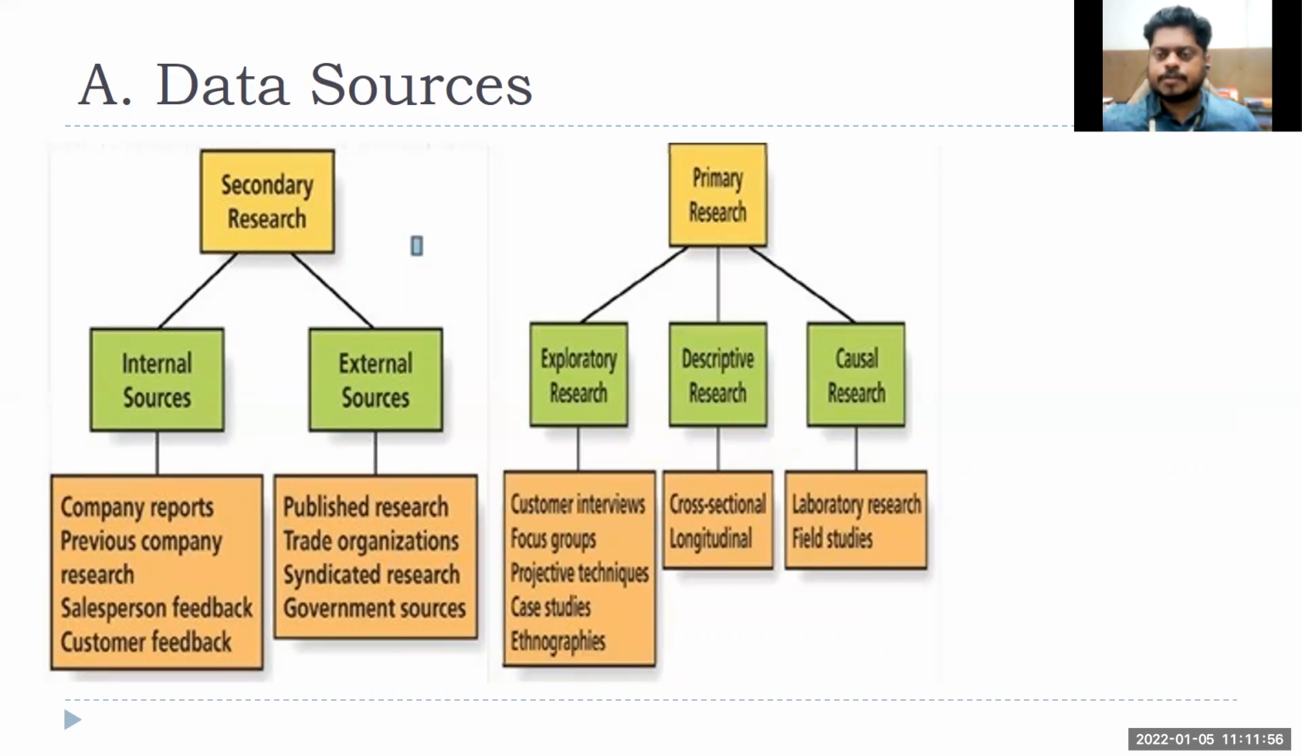If you just go and search for certain keywords, automobile market in India, electric vehicle market in India, there are certain consultants who have already done that research. For $5,000, $2,000, they will give you that report. So those are external resources.